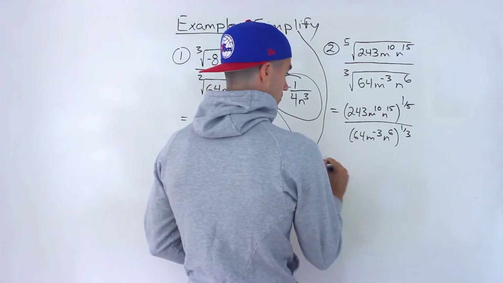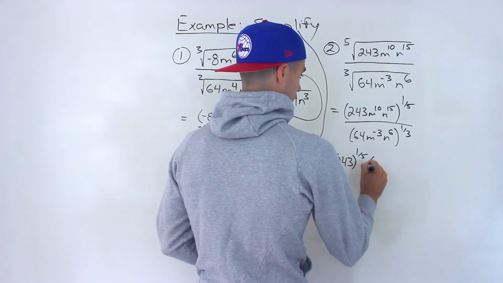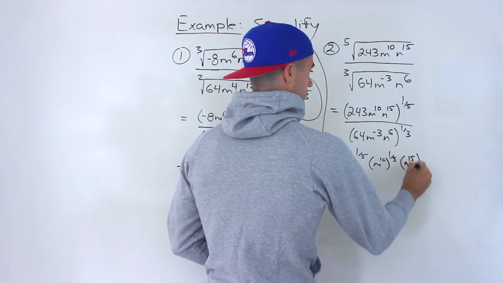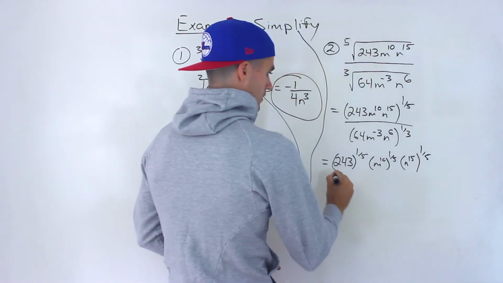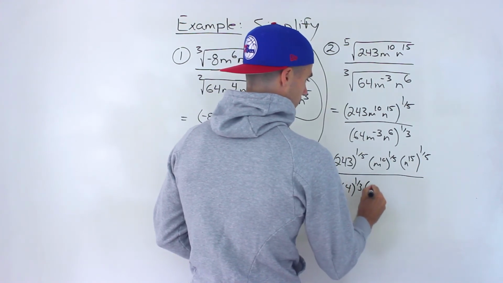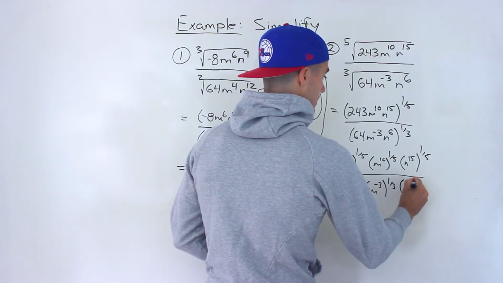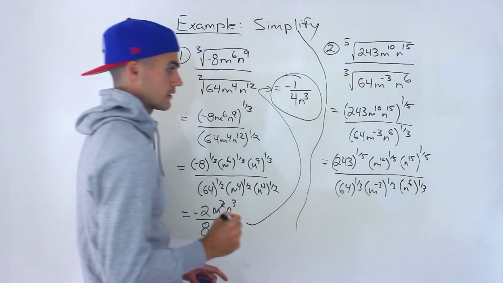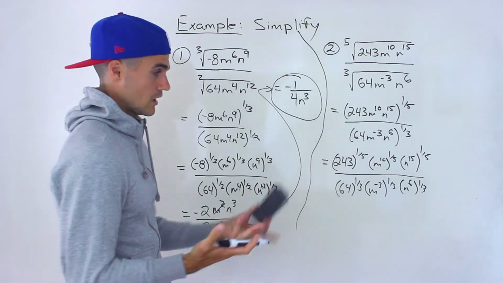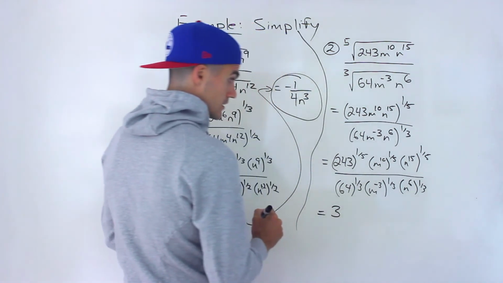And then each term is going to go to that respective exponent. And then at the bottom, we'll have 64 to the power of 1 over 3. We'll have m to the -3 to the power of 1 over 3. And then we'll have n to the 6 to the power of 1 over 3, like that. So then same thing here. What is the fifth root of 243? Well, that's going to be 3.